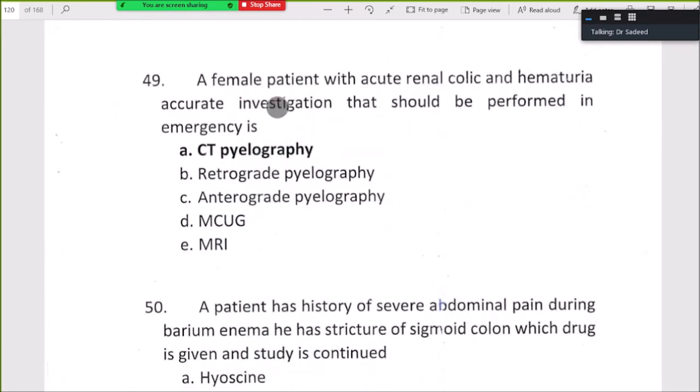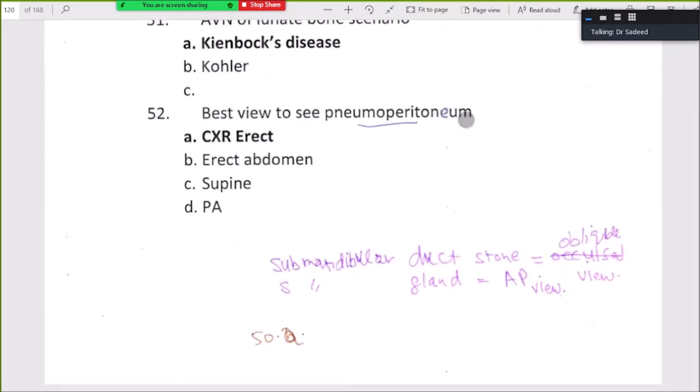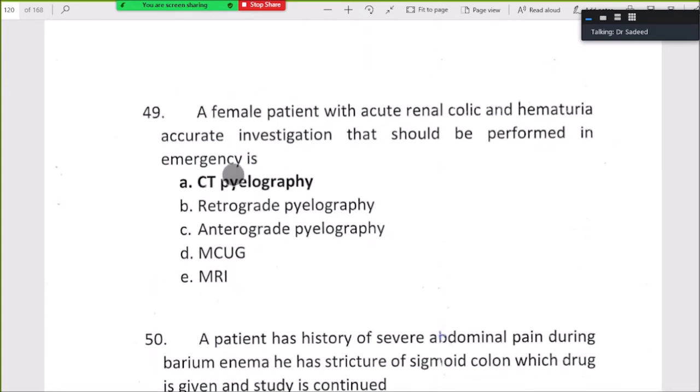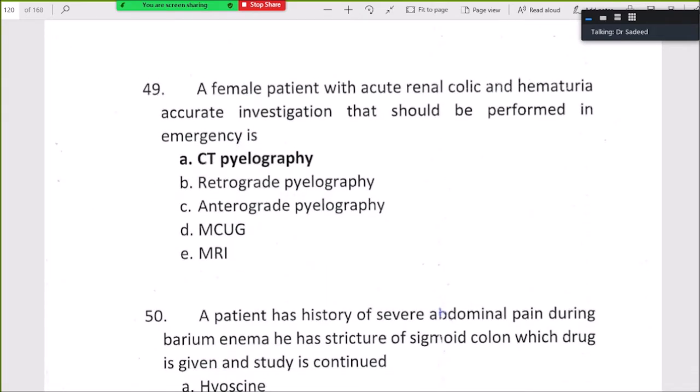49. Female patient with acute renal colic and hematuria: the adequate investigation that should be performed in emergency is CT pyelography.